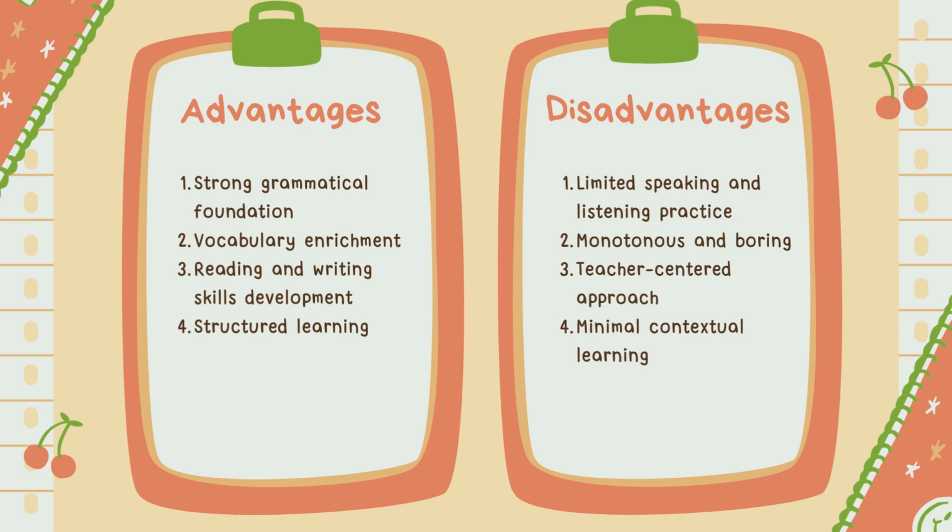Second, the repetitive nature of translation and grammar exercises can be monotonous and uninspiring for students. This lack of engagement can lead to reduced motivation and interest in learning the language. Third, grammar translation method is highly teacher-centered, with the instructor playing a dominant role in the classroom. This limits opportunities for students' interaction, collaboration, and active participation.